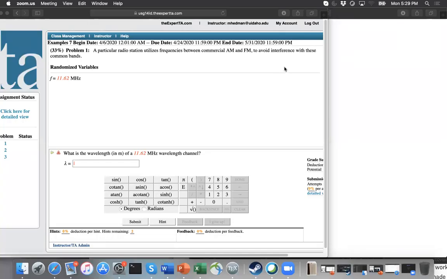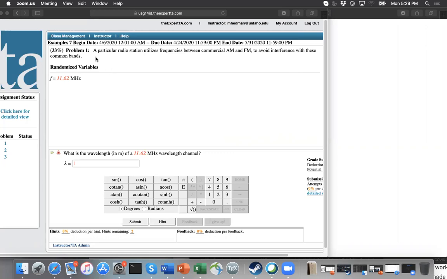Okay, so hi everybody. Just as a change of pace, we're going to go through a couple of example problems to illustrate how to use the relationships between frequency, wavelength, and electric and magnetic field strengths for electromagnetic waves.